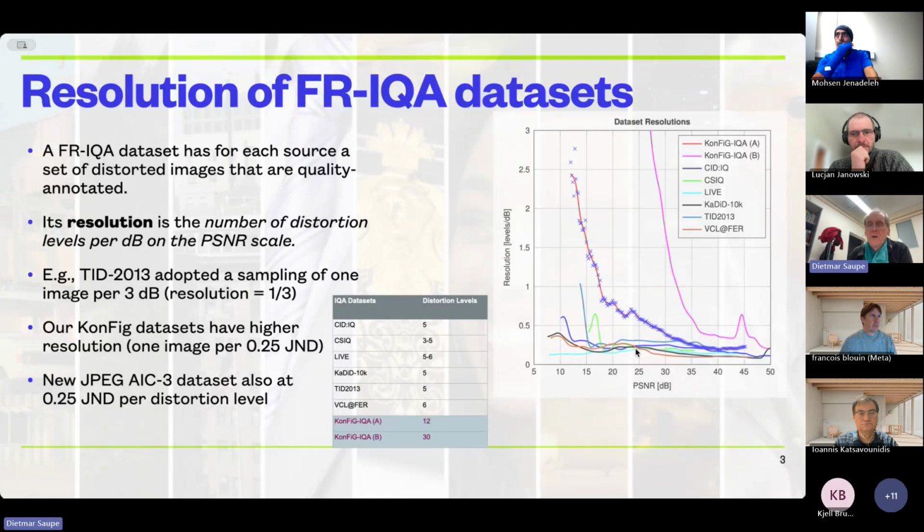And then in our own paper about the boosting technology, we had 2 data sets where we introduced a higher resolution. So we had 12 images per source, or even 30 images per source. In JPEG AIC, we modeled the data set according to our boosting paper, and we looked at consecutive images per source that would have 0.25 JND between each other, and 10 of those.